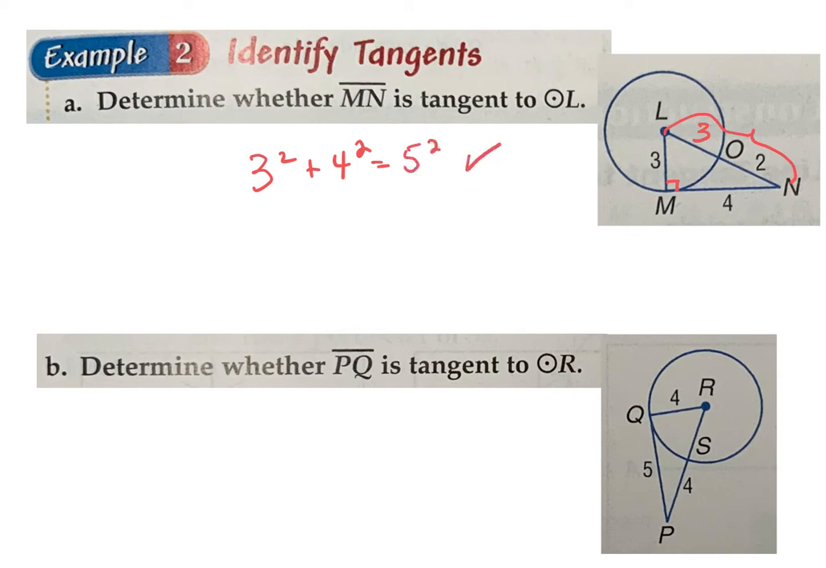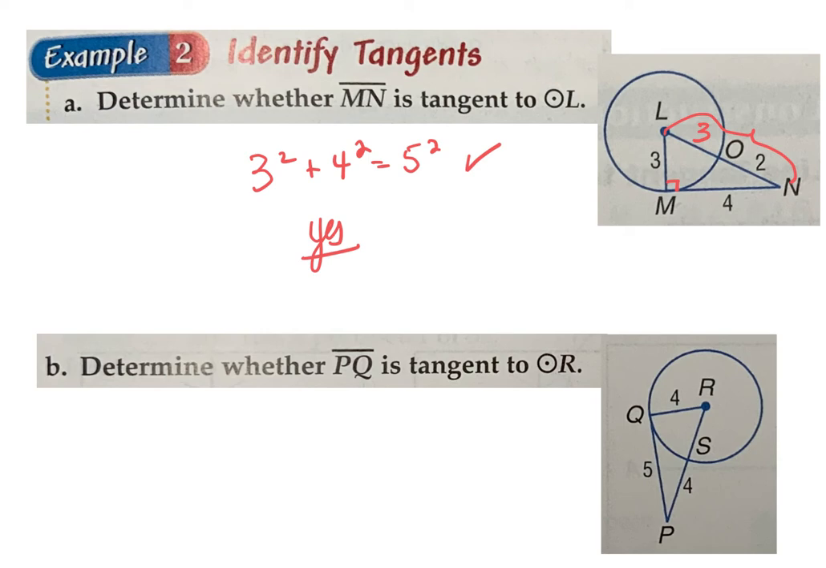We know that is true. If a squared plus b squared equals c squared, it is a right triangle, which means that is perpendicular. So yes, it is a tangent. Does 4 squared plus 5 squared equal 8 squared? No. Is that true? No. That is not true.